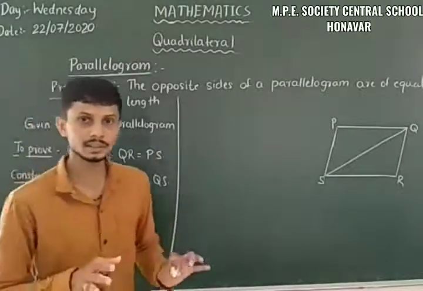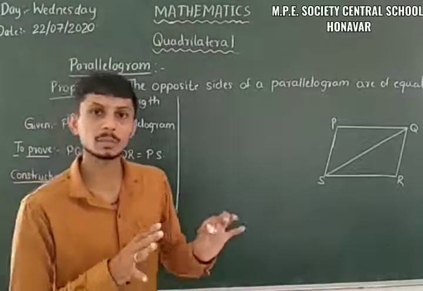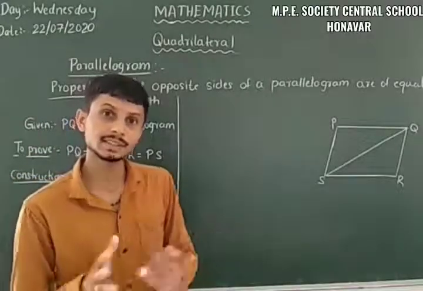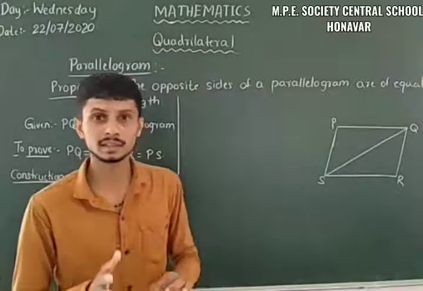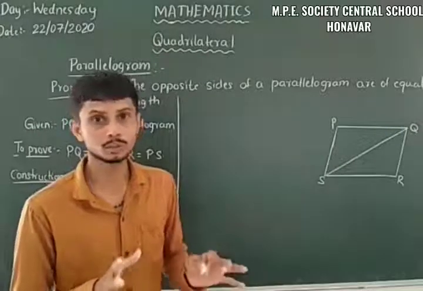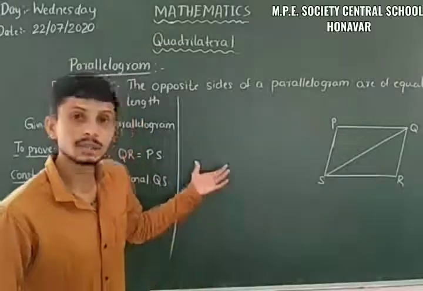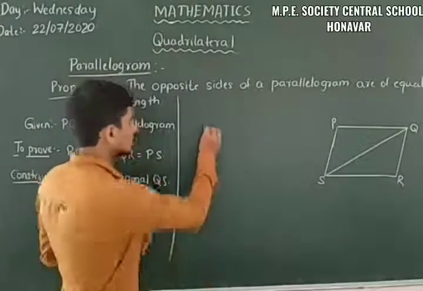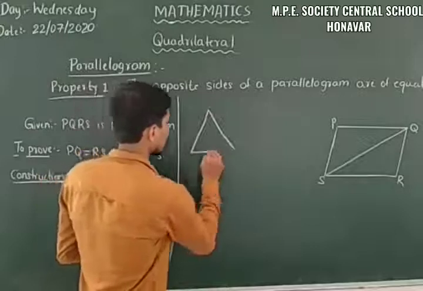In triangles, we already learned about some of the criteria, that is SSS criterion, ASA criterion, AAA criterion. So here we have to use those criteria. That means if we have any two triangles, likewise I will take these two triangles.